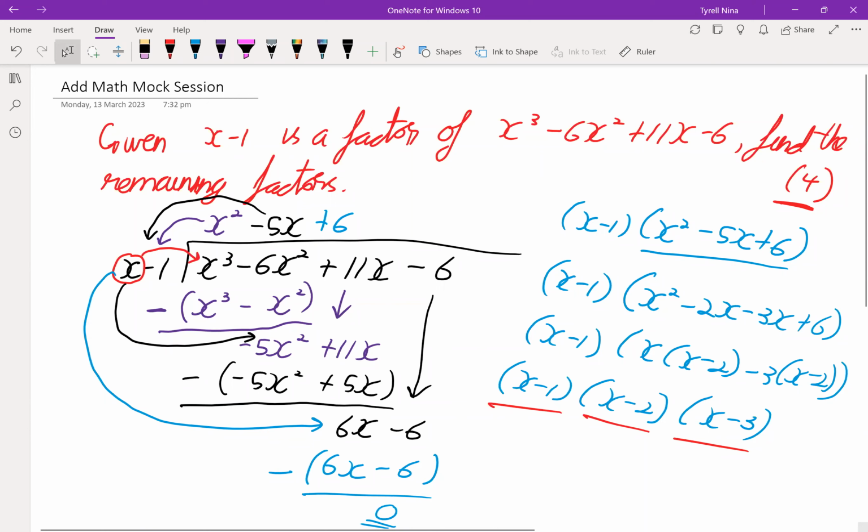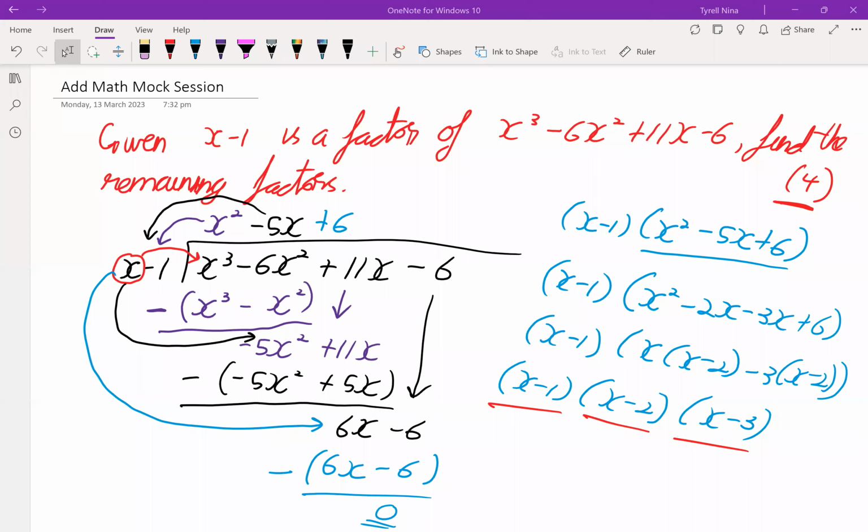Right, and that's really it. That's all I need you to know for the remainder and factor theorem. There isn't anything much that I could bring that would be out of the ordinary.